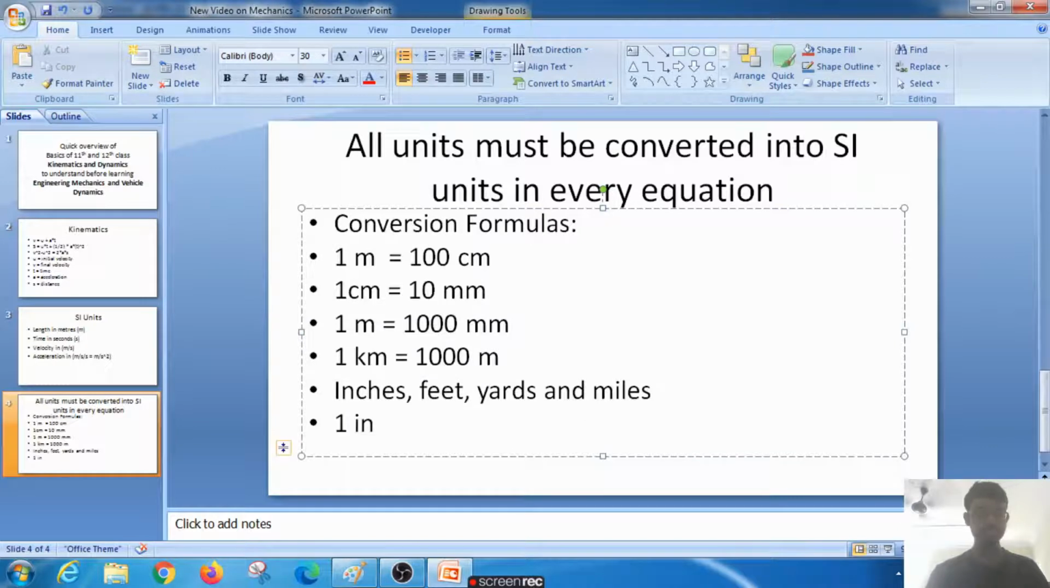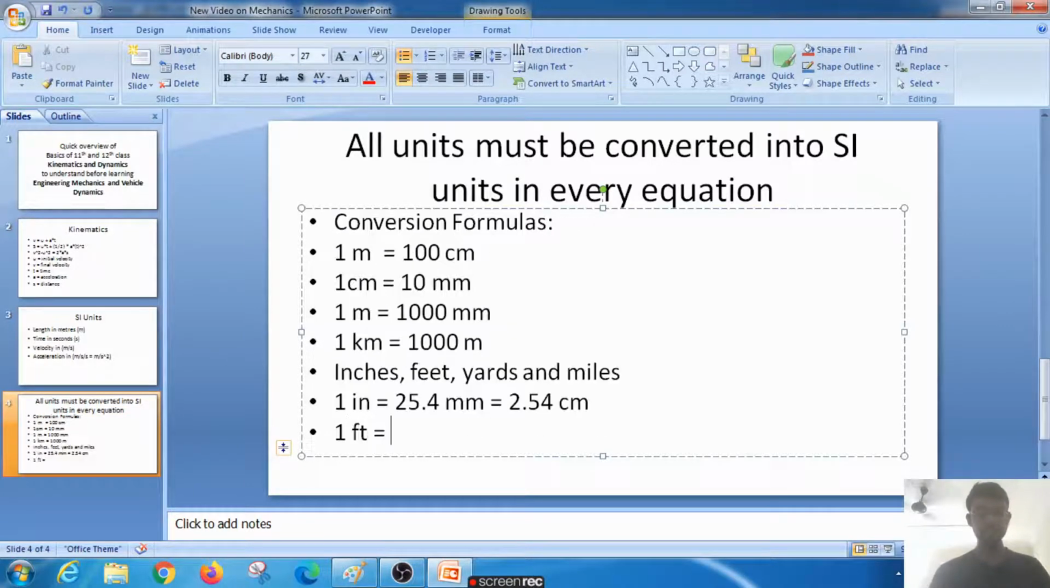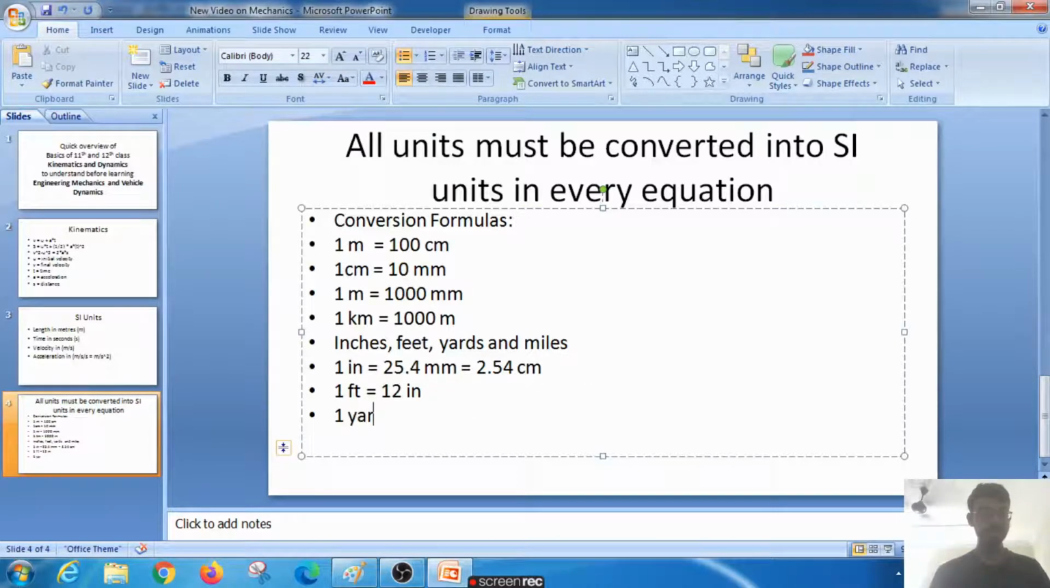1 inch is equal to 25.4 millimeters. That is also equal to 2.54 cm. And again, 1 foot is equal to 12 inches. 1 yard is equal to 3 feet, right? And 1 mile is actually 1.61 kilometers, right?